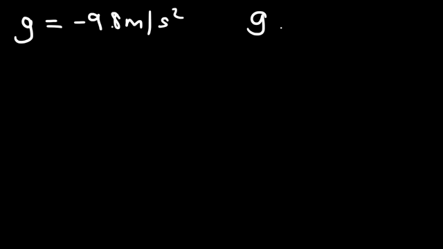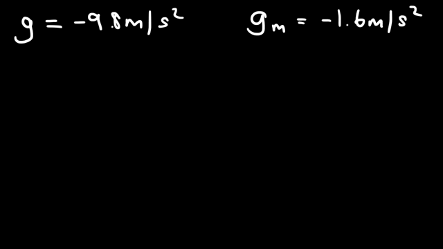Now let's move on to gravitational acceleration. In physics, you'll see this symbol that looks like a G, and it's equal to negative 9.8 meters per second squared. So this is the gravitational acceleration of planet Earth, and it varies for different planets and other very large objects. So the gravitational acceleration of the moon, for example, is negative 1.6 meters per second squared.